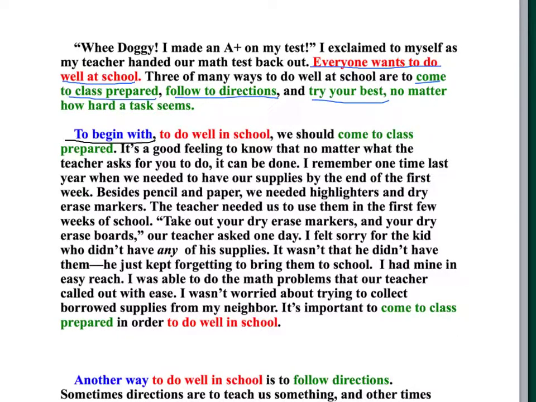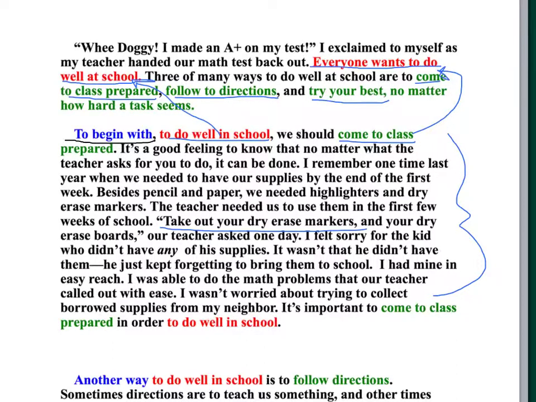Now, what you're going to talk about is your first reason. To do well in school, and this is your prompt. You repeat that over and over again. Come to class prepared. This is our first reason that we stated up here. So now all of this is going to talk about coming to class prepared. And we also need, if you can, put some dialogue in there.